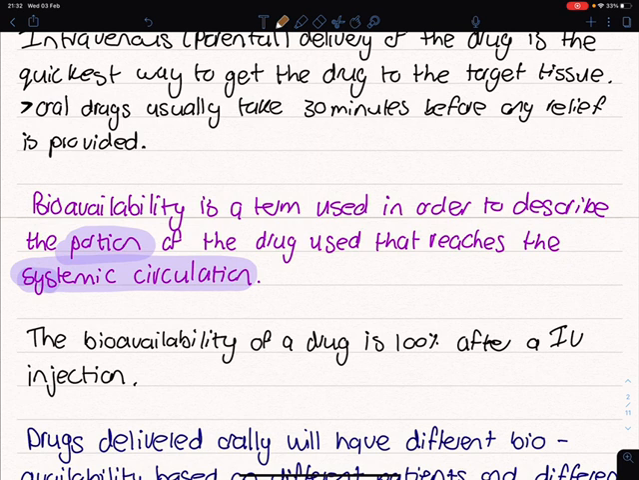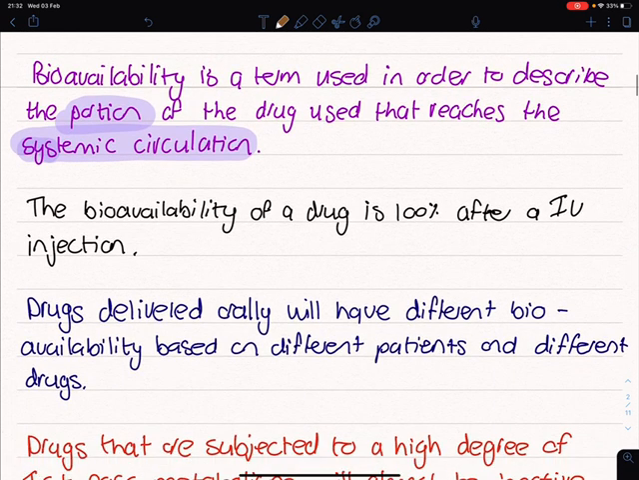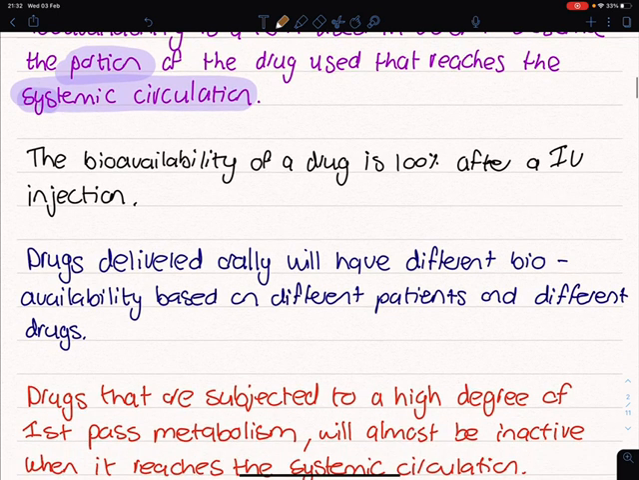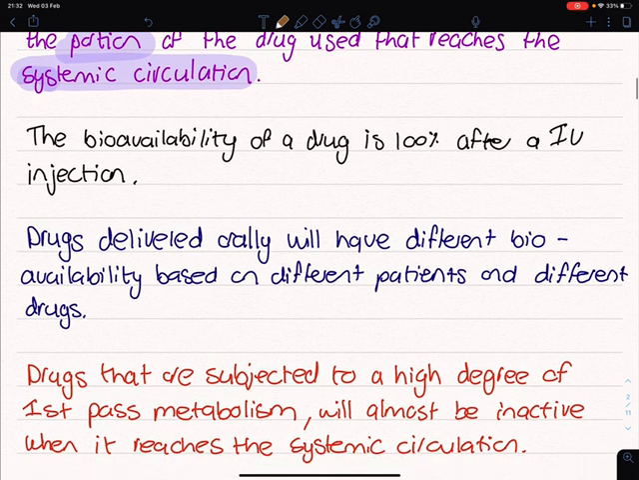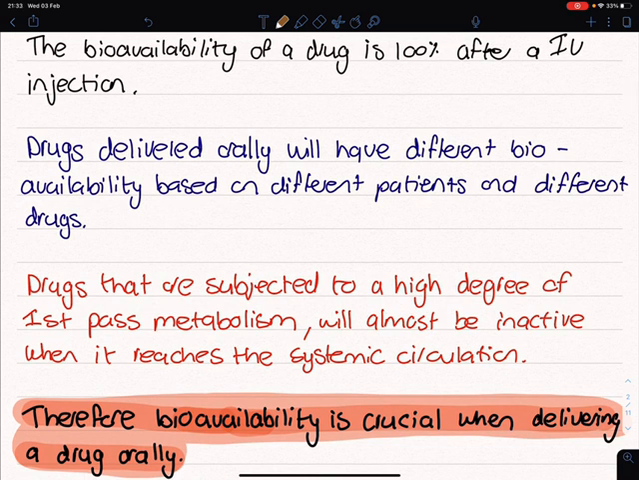Due to metabolism and things like that, not all of the drug that you administer orally will reach the systemic circuit or circulation. So the bioavailability of a drug is 100% if an IV is used. So when you use intravenous injections, bioavailability is 100%, meaning if you use 10 milligrams of morphine in an IV, 10 milligrams of morphine will reach the systemic circuit or circulation. Drugs delivered orally will have different bioavailability based on different patients and different types of drugs that you use.